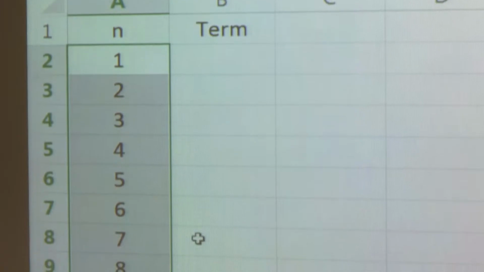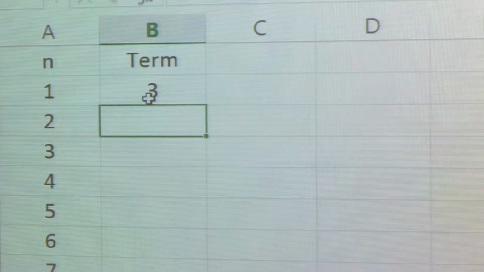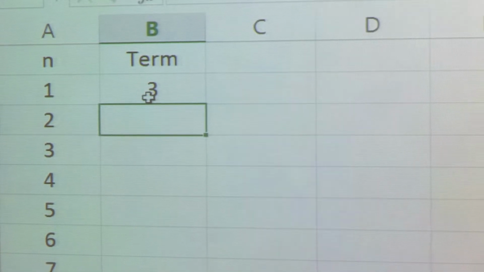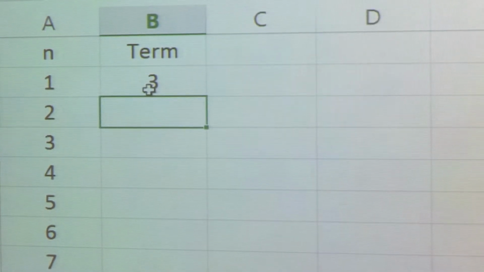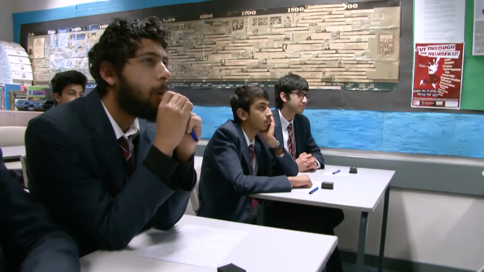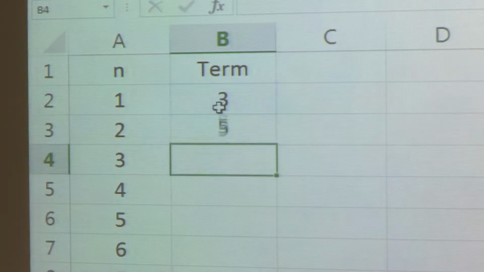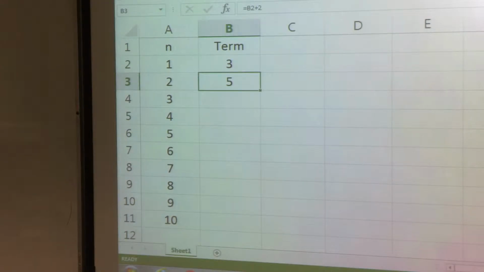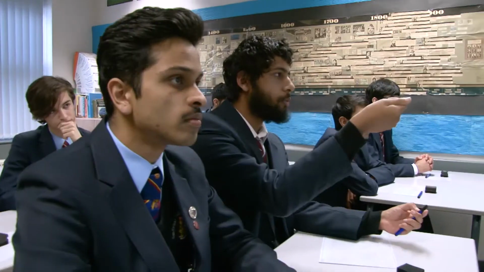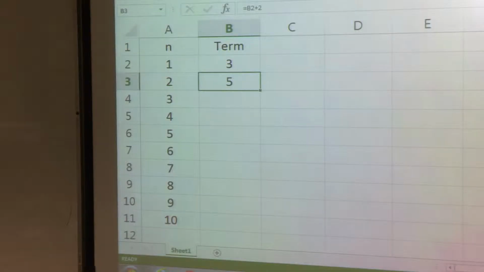So I've got a column here for the term numbers, and then I want to add on 2 each time. What formula can I put in cell B3 that will accomplish that? B2 plus 2. If I fill this down, what will the 10th term be? 21. Why? 2 times 9 is 18, and then 18 plus 3.